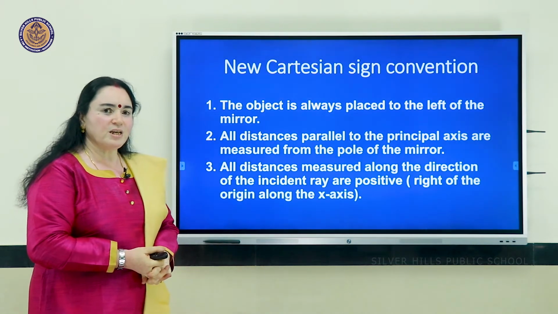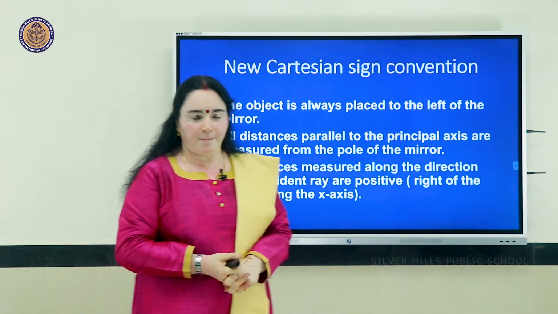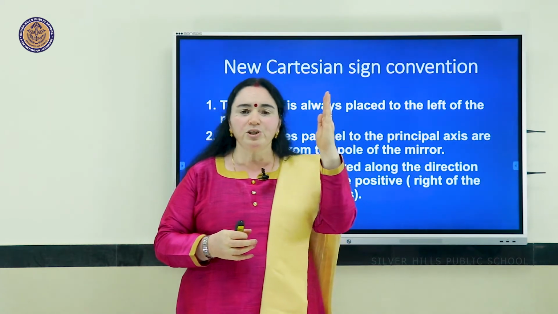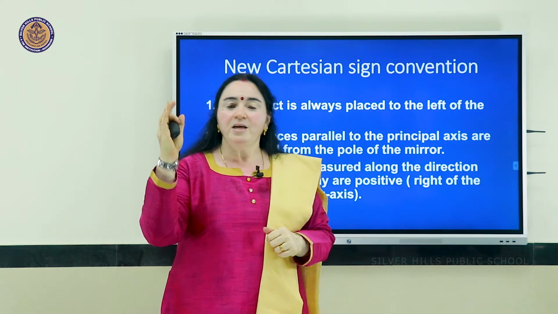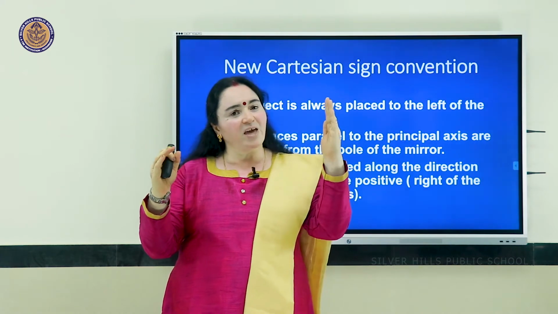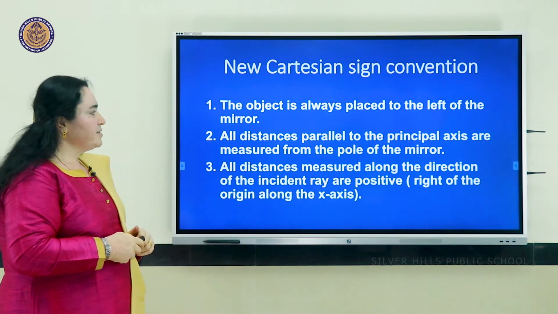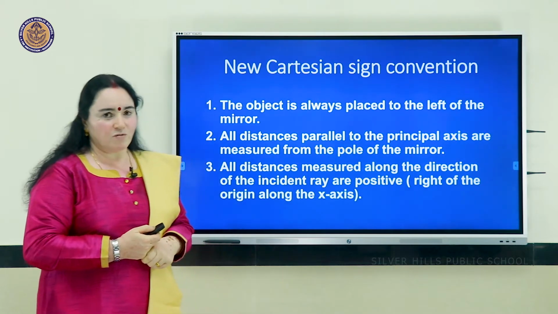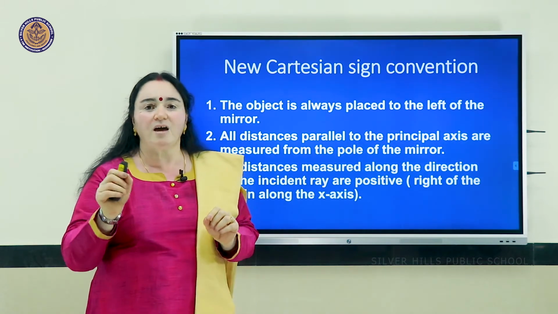Now let us discuss the Cartesian sign convention here. The first convention is that the object is always placed to the left of the mirror. So when you're trying to draw a diagram, you have to keep this in mind: the object should be placed towards the left and the optical device, in this case a spherical mirror, should be placed towards the right. That means the ray of light from the left is traveling towards the right. Next, all distances parallel to the principal axis are measured from the pole of the mirror. So the pole is the reference point from which all the measurements start.